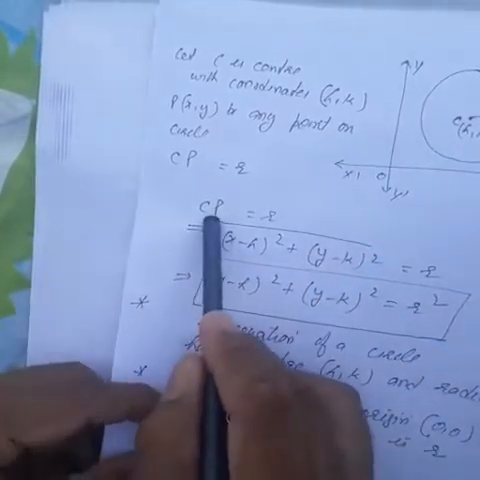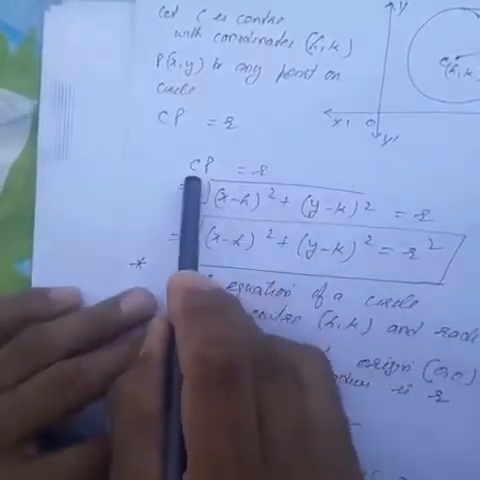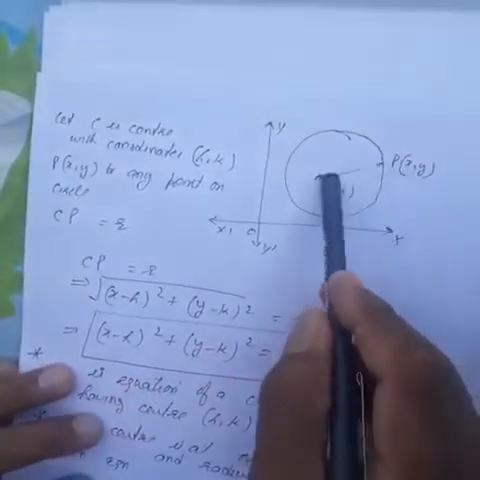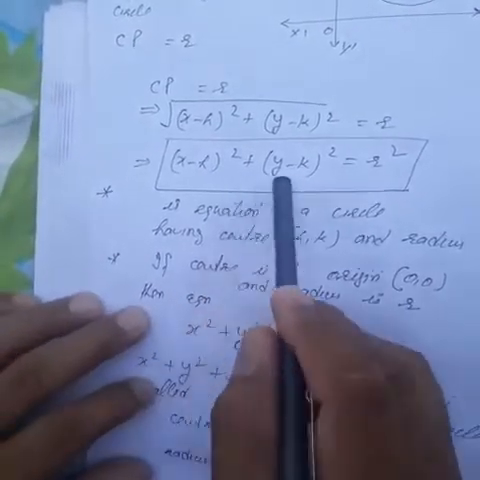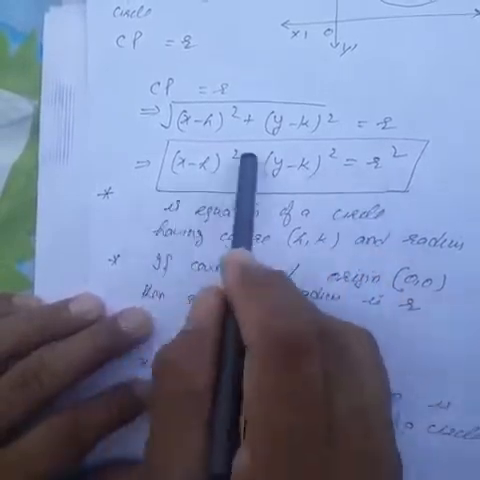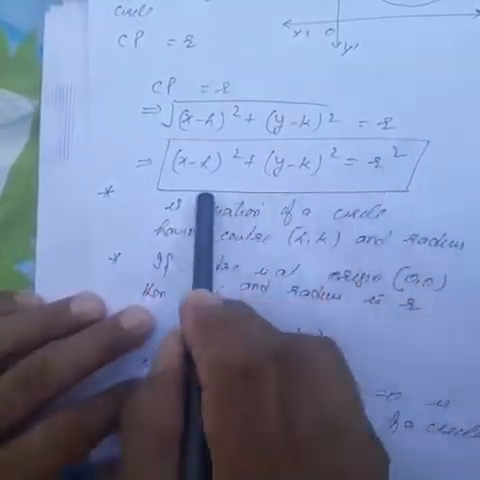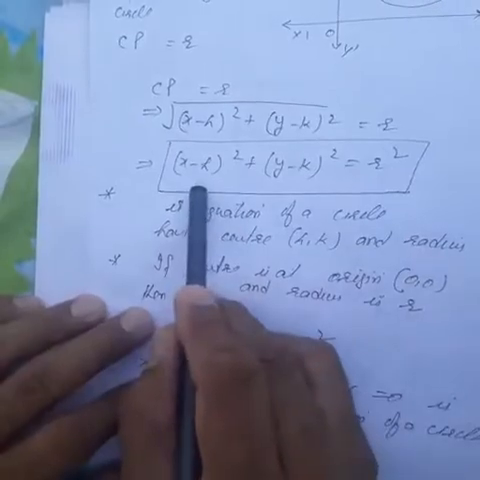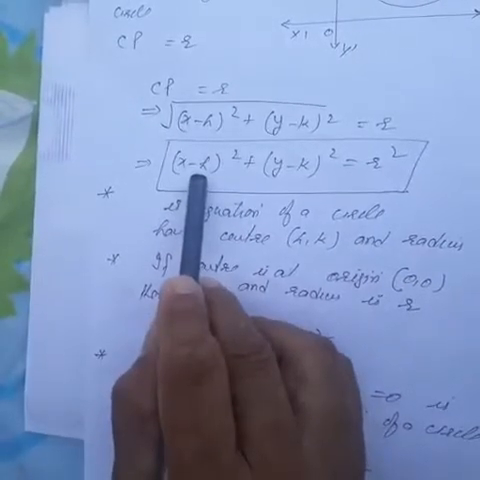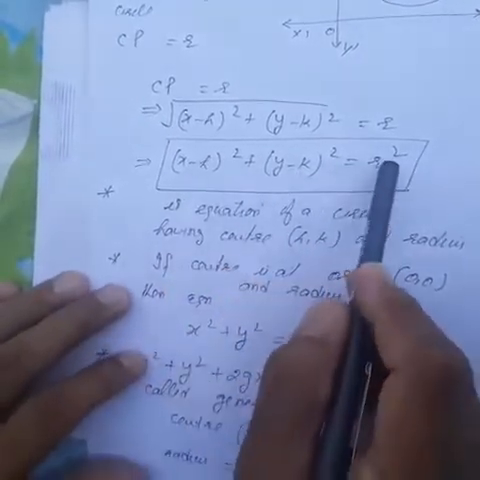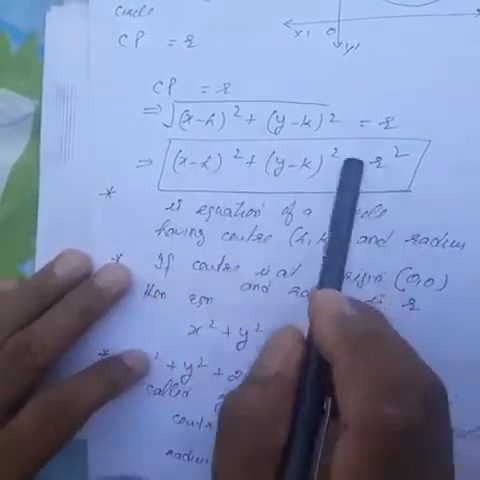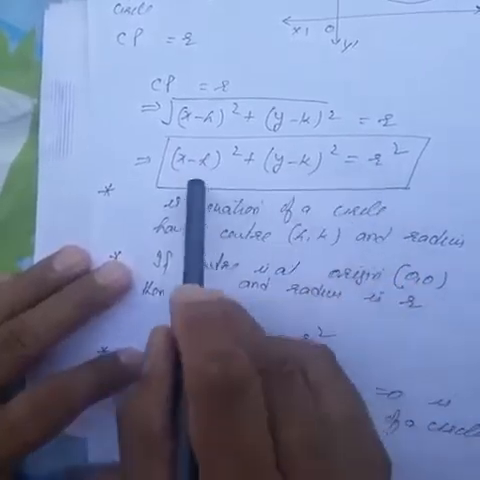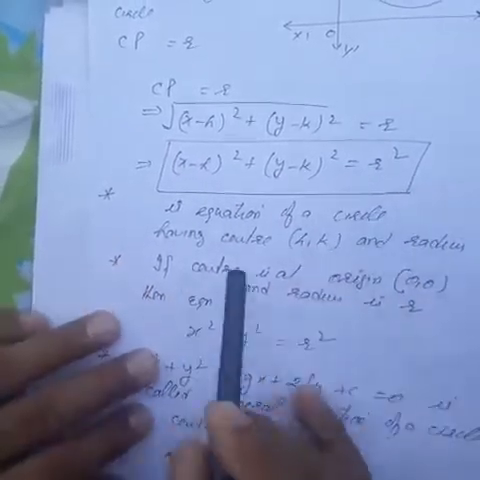Because CP is equal to r, using the distance formula we can find the distance CP. So (x minus h) whole squared plus (y minus k) whole squared is equal to r squared. This equation will be obtained. This is called the equation of a circle, in center and radius form. So when the center (h, k) and radius r are given, this formula will be obtained.